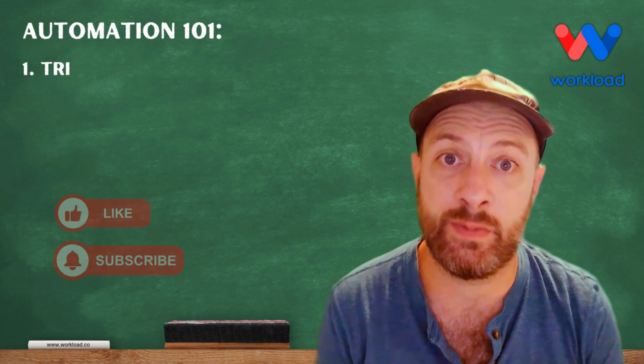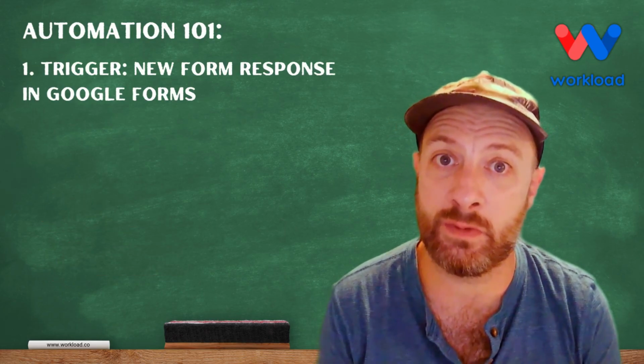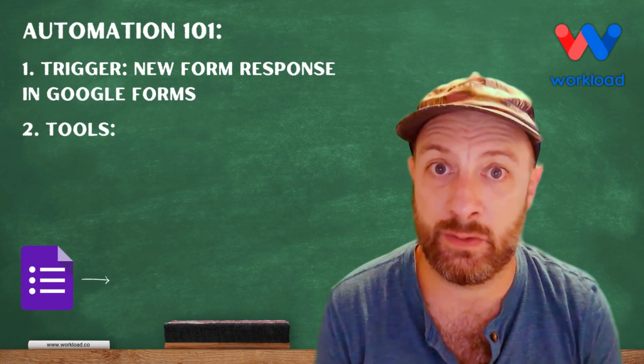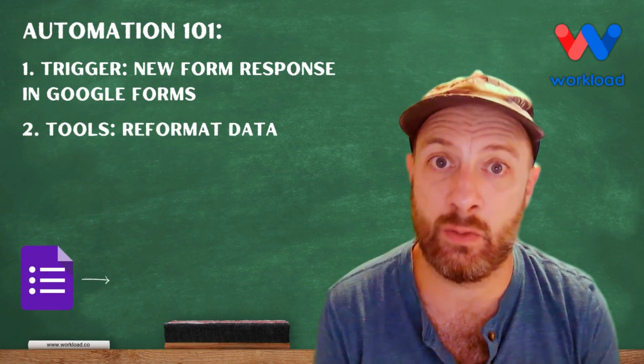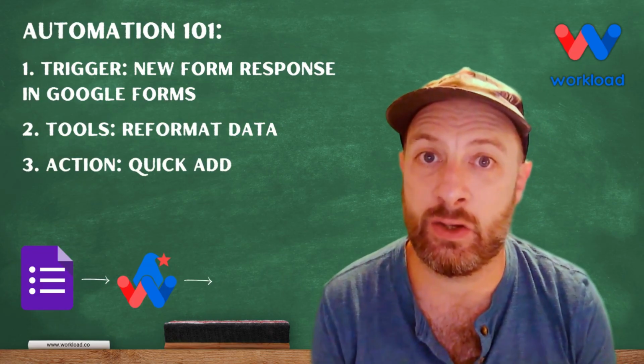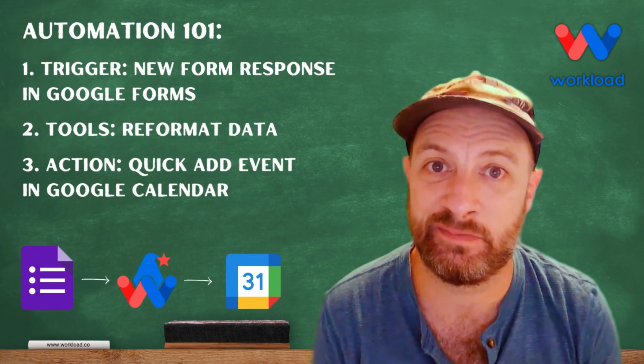In this video, we'll be building a workflow starting with a new form response in Google Forms. Then we'll be taking the data from that form and reformatting it with the AI Wizard by Workload. And finally, we'll be using that information to create a quick event in Google Calendar.